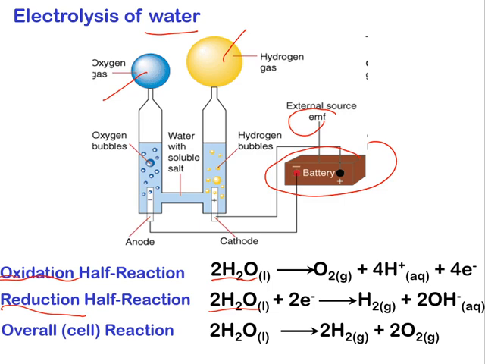So what you have is two half reactions. In the oxidation half reaction, water molecules produce oxygen and hydrogen ions. Then in the reduction reaction, water molecules produce hydrogen gas plus hydroxide ions. So when you write the net equation of this and you balance it, you discover that two molecules of water will give you two hydrogen gases and one oxygen gas.